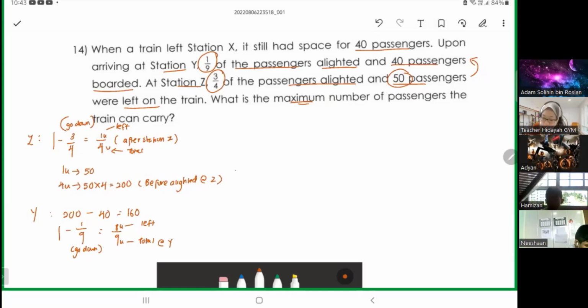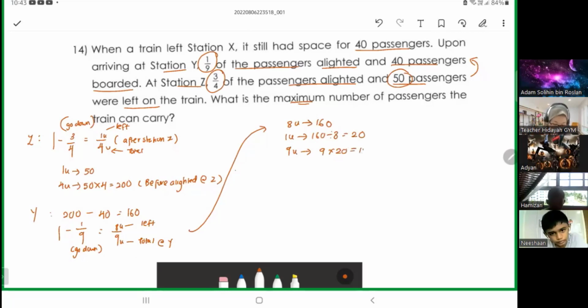I continue up here. 8 units is my 160. 1 unit is 160 divided by 8. I get 20. So 9 times 20, I get 180. Then go backwards again, station X. So I have 180, right? Then it has space for 40 people, meaning when they left X, I can fit 40 more people. So plus 40 equals 220. At first, it is actually 220 seats. Okay? Working back.